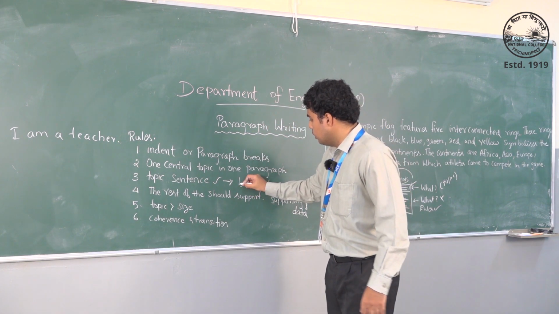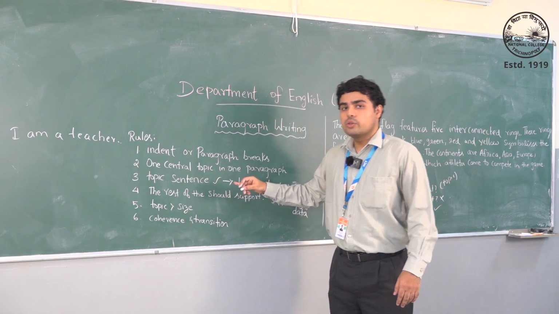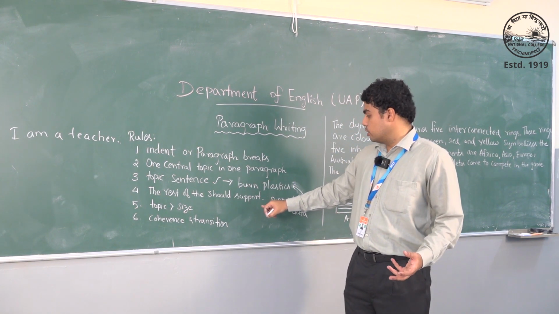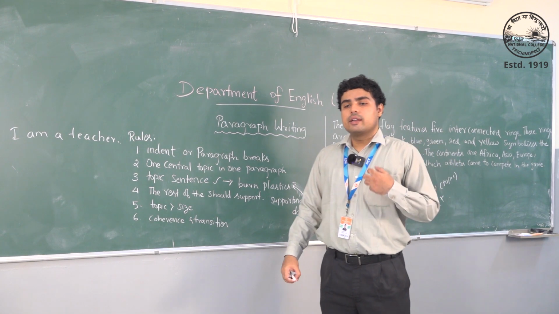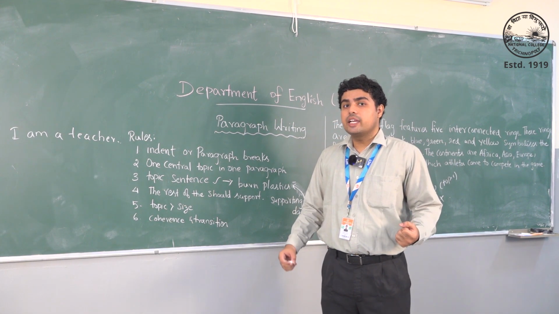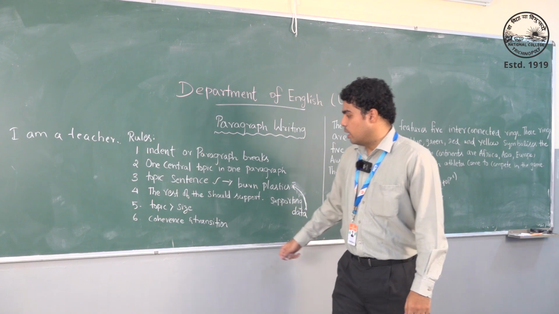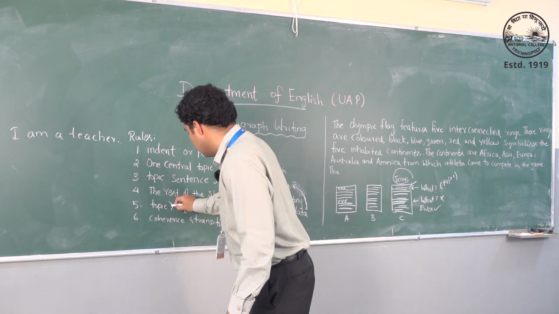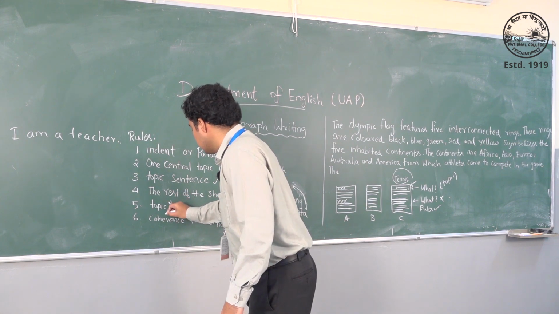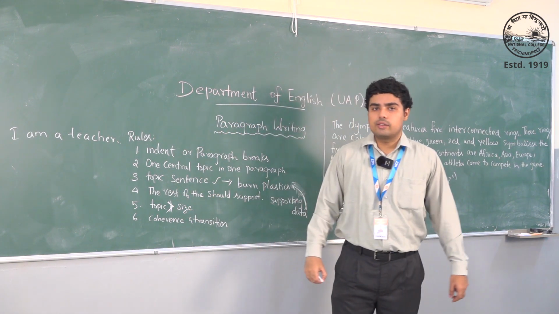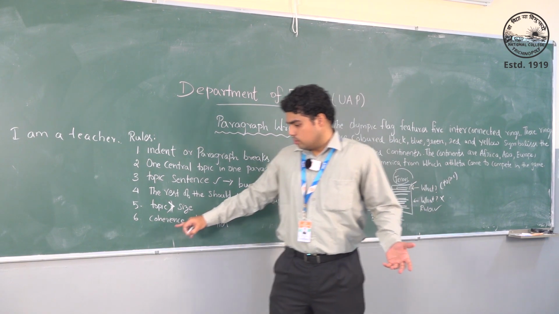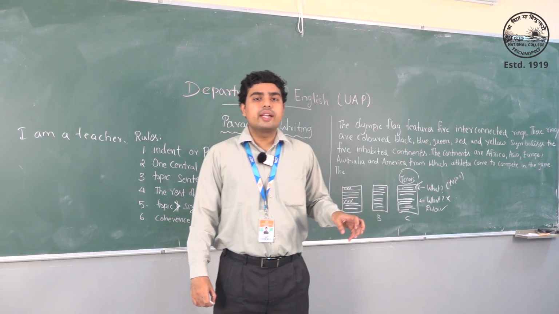So, if your topic sentence says it is good to burn plastics, your second and third lines should support the idea. They should give scientific data, the kind of studies you did. Now, topic is more important than size. For example, I have said that each paragraph talks about a single idea.